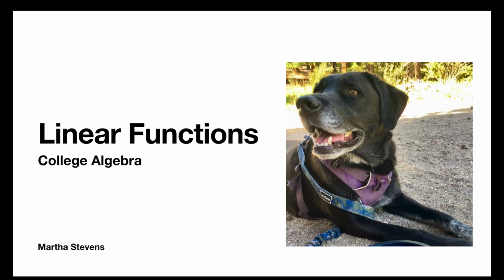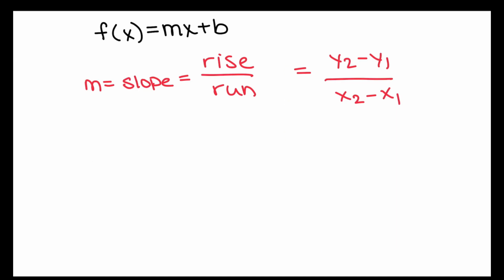This video is going to run through a brief overview of working with linear functions. A linear function is of the form f of x equals mx plus b. In the past, you might have seen this written as y equals mx plus b. That's the equation of a line in slope-intercept form. I'm just using function notation, replacing the y with an f of x.